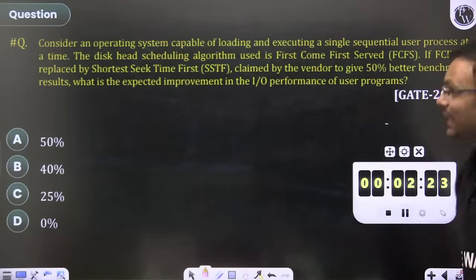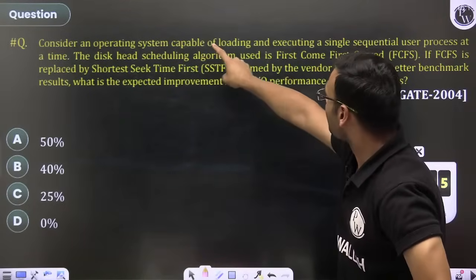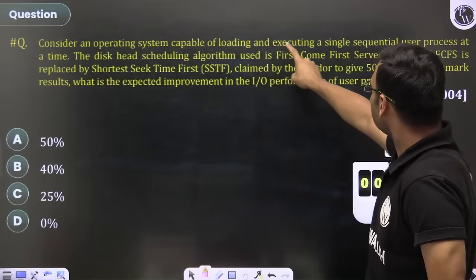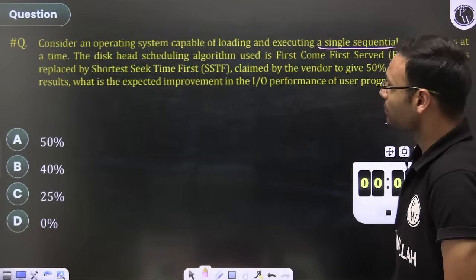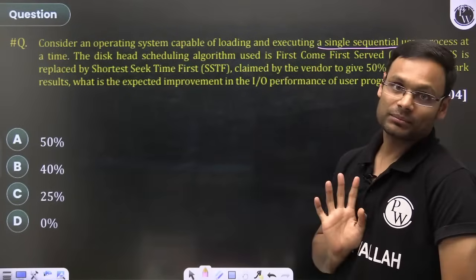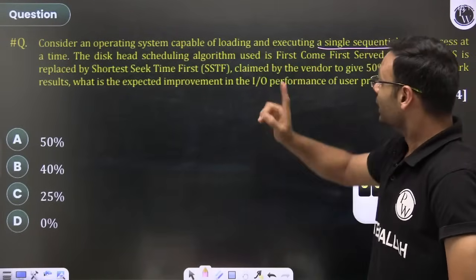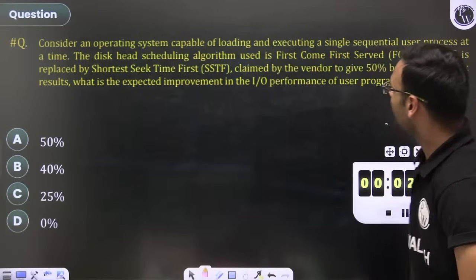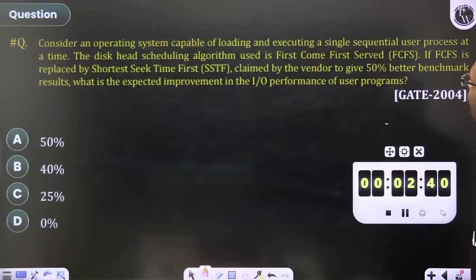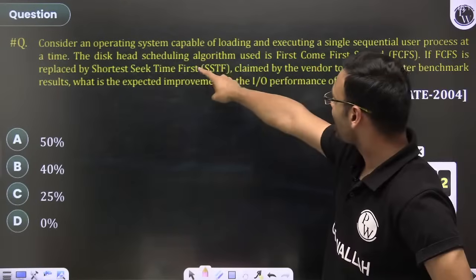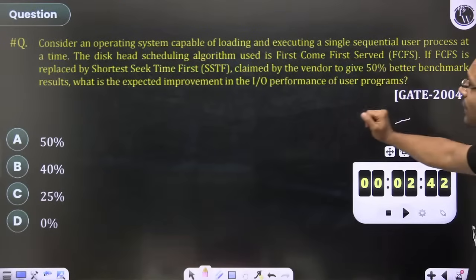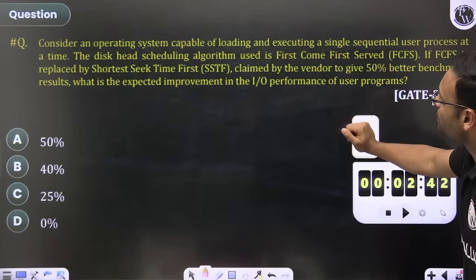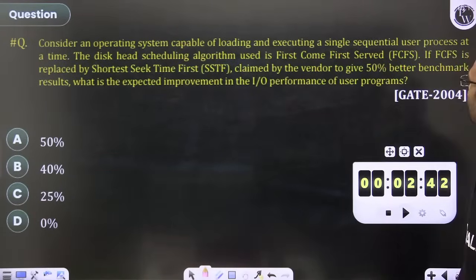What does the question say? Consider an operating system capable of loading and executing a single sequential user process at a time. Uniprocessing system. At a time, only one process. The disk head scheduling algorithm used is first come first serve. If FCFS is replaced by SSTF, claimed by the vendor to give 50% better benchmark results, what is the expected improvement in IO performance of user program?